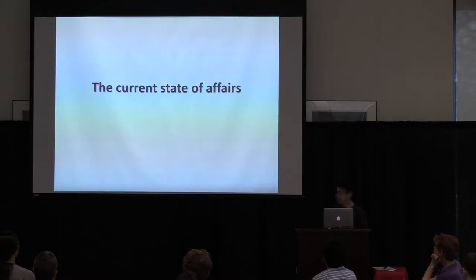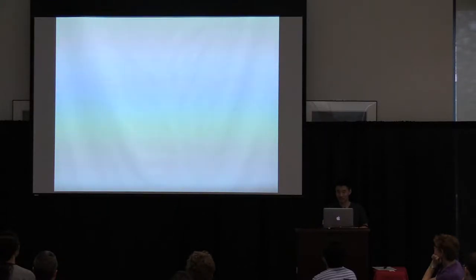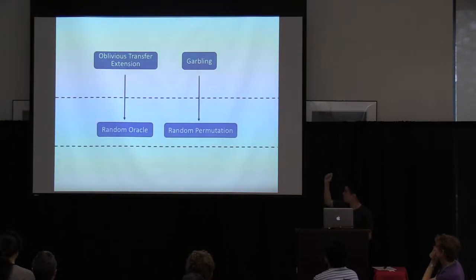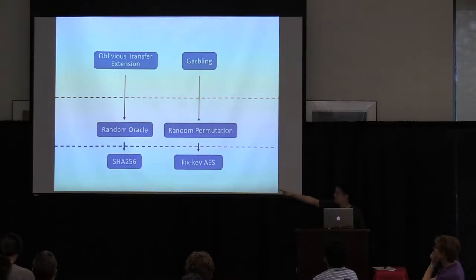So let me start with the current state of affairs. What's happening right now? I'm zooming in to the bottom three layers, implementation, primitives, and the protocols over here. And we have oblivious transfer extension and garbling. We know that oblivious transfer extension can be proven secure in the random oracle model, and garbling can be proven secure in the random permutation model. Then in the implementation, we can instantiate the random oracle as SHA and the random permutation with fixed key AES. That's our choice of implementation.